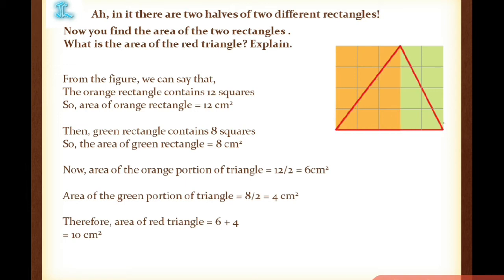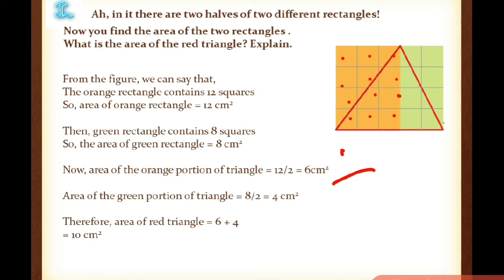Exactly half. Now, from the figure, we can say that the orange rectangle, how many squares are there? 1, 2, 3, 4, 5, 6, 7, 8, 9, 10, 11, 12. Yes or no? We are getting 12. Or we can find it by formula also.